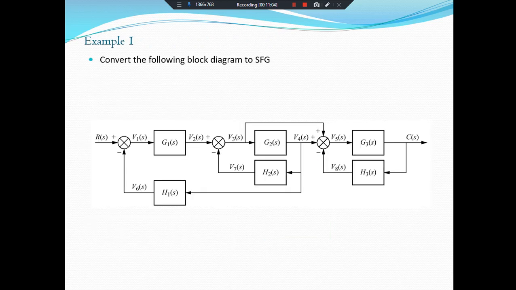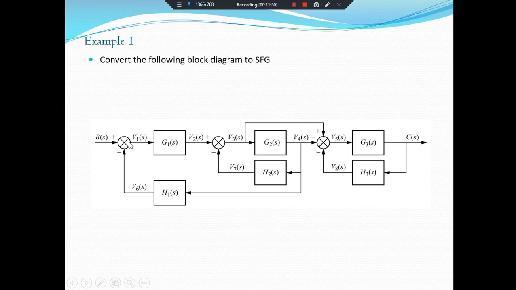Now we will solve an example so that the concept of signal flow graph will be more clear to you. It's a little complicated, complex circuit, and we have to convert this block diagram to a signal flow graph. So using the same concept as I have told you earlier, we will draw the nodes whenever there is a signal. So how many signals are there? You can see R of S, V1 of S, V2 of S, V3 of S, V4, V5, V6, V7, V8 and C of S.